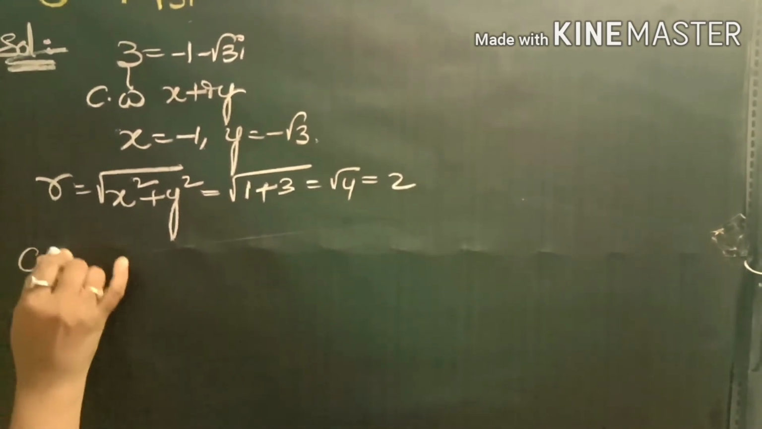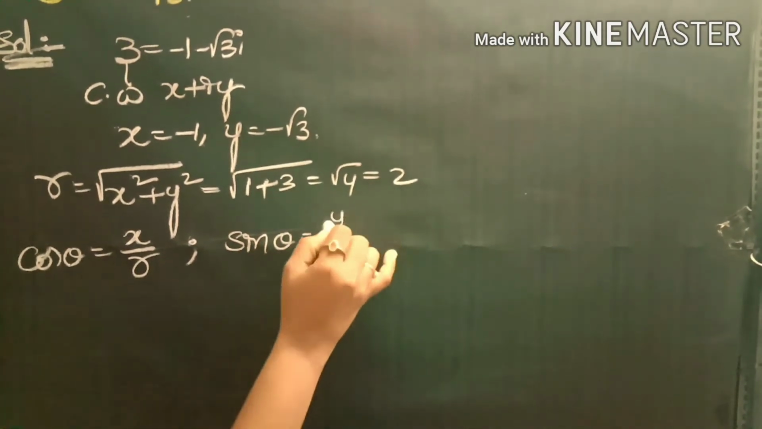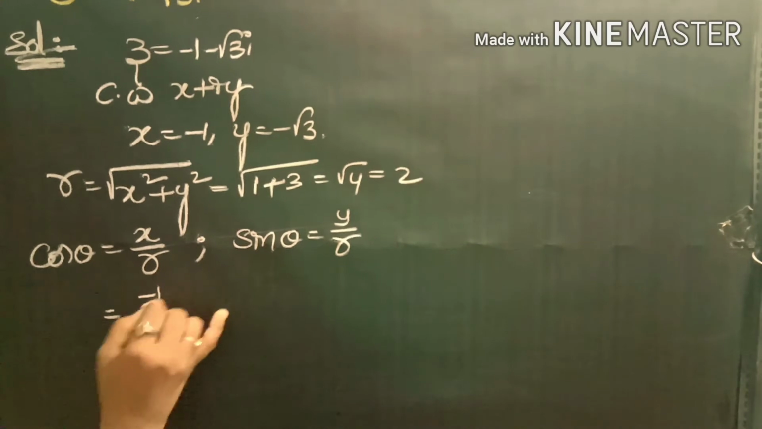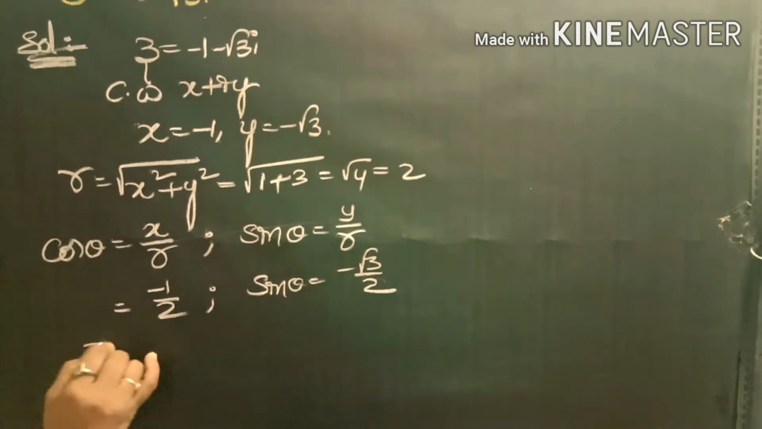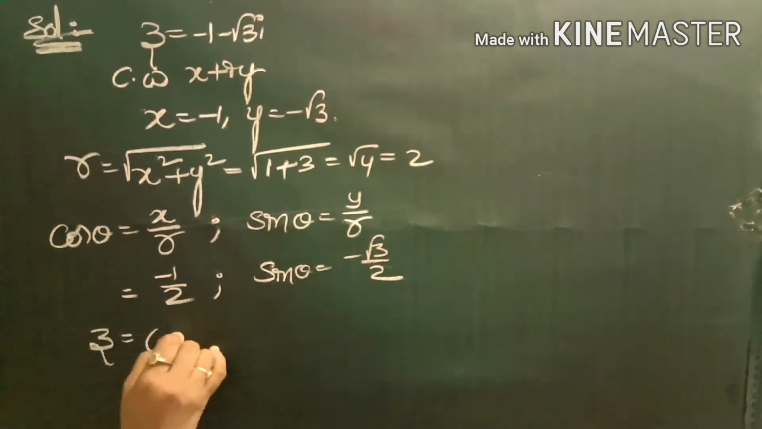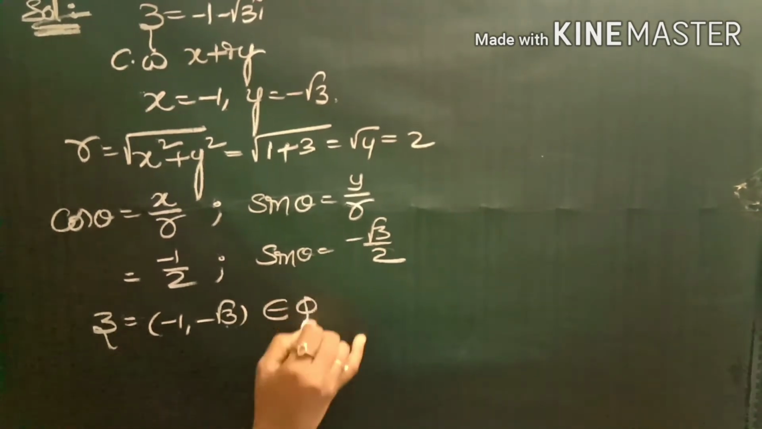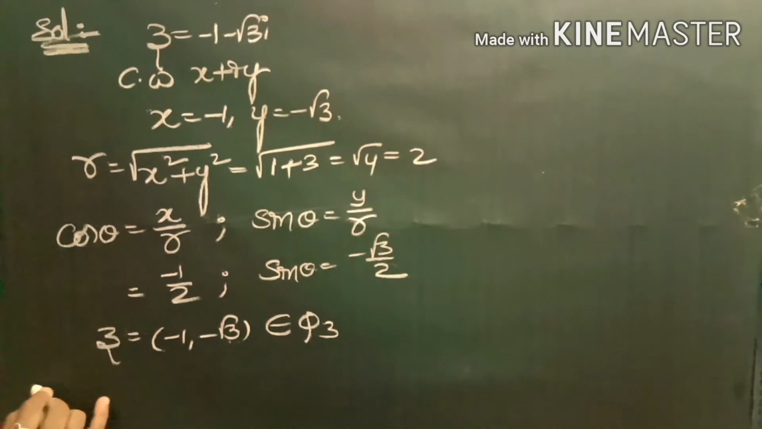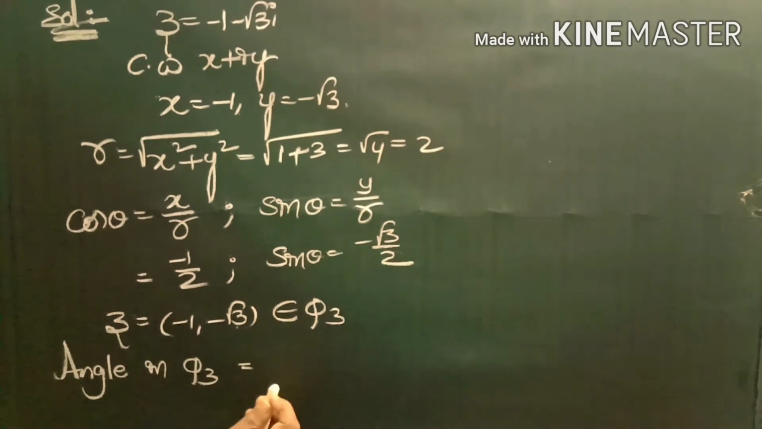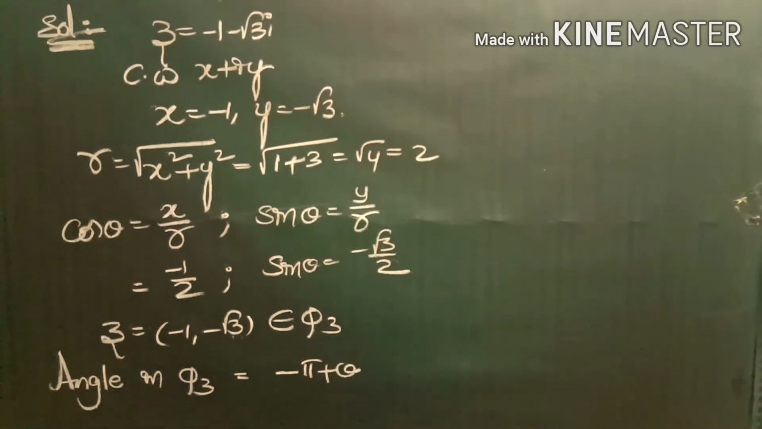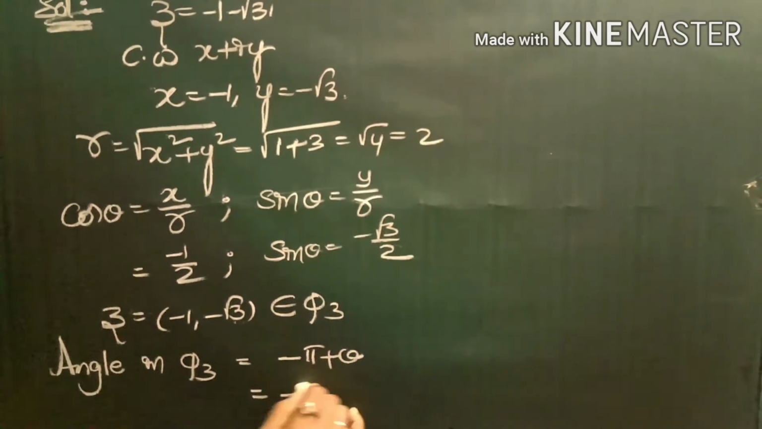Now finding the values of cos theta and sin theta using the formulas cos theta is equal to x by r and sin theta is equal to y by r. Replacing the values, cos theta is minus 1 by 2 and sin theta is minus root 3 by 2. The given complex number z is minus 1 minus root 3 i, which belongs to Q3, the point in the third quadrant. In the third quadrant the angle in Q3 is taken as minus pi plus theta. This is the formula for finding the angle in the third quadrant.